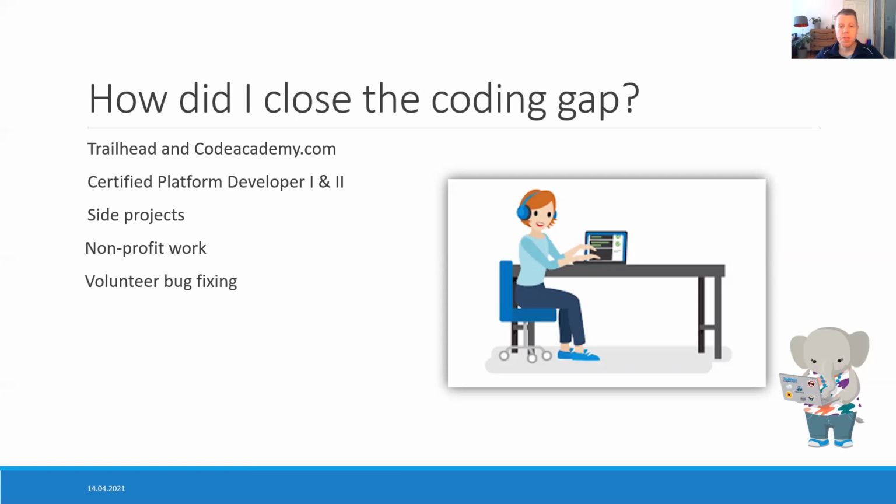Then I did some side projects. I programmed my own stuff, which nobody asked for. Actually, it wasn't that useful, that good. Nobody cared, but it was helpful. I did some non-for-profit work, which is always great. And last one, this is my secret key to success. I volunteered for first-level bug fixing.